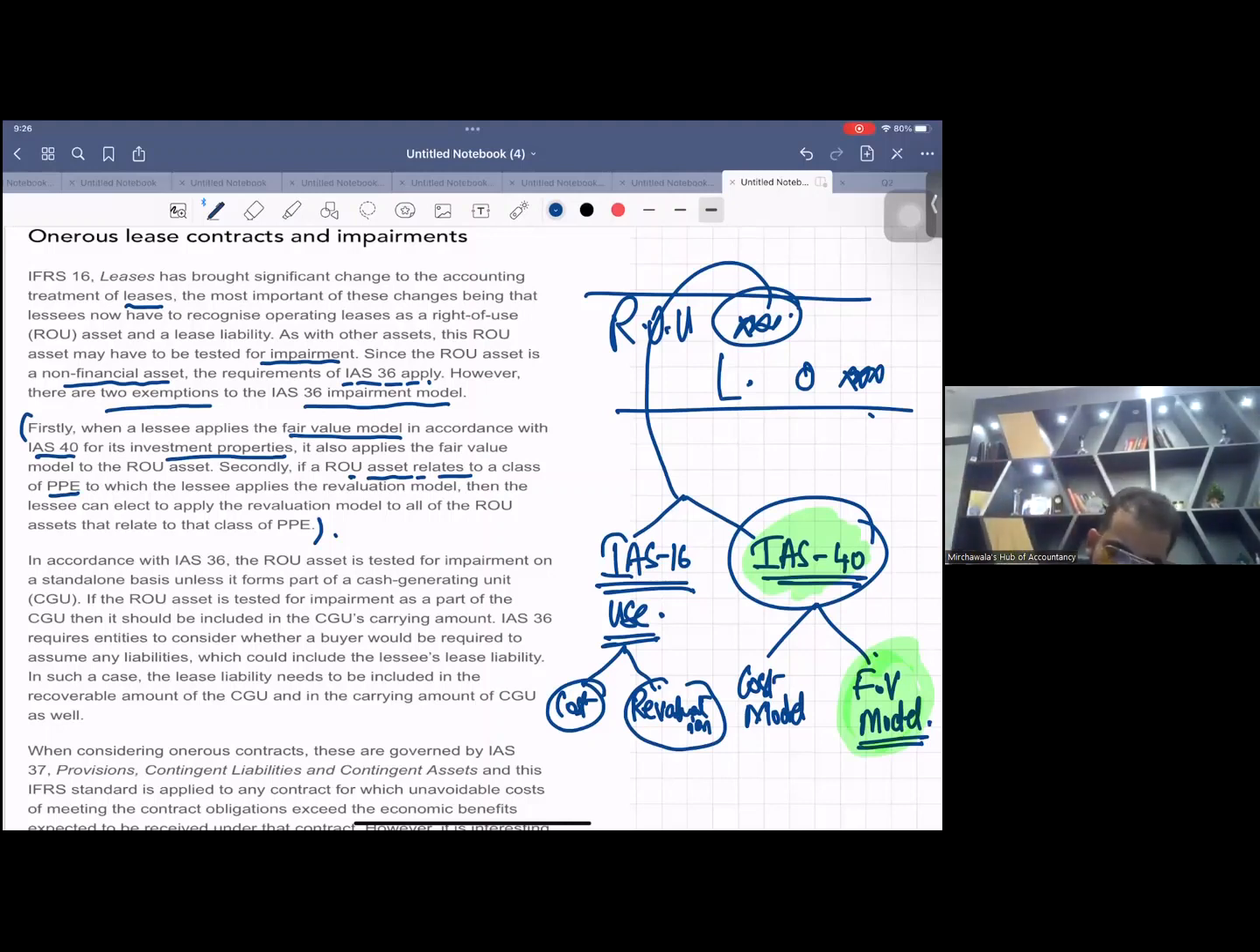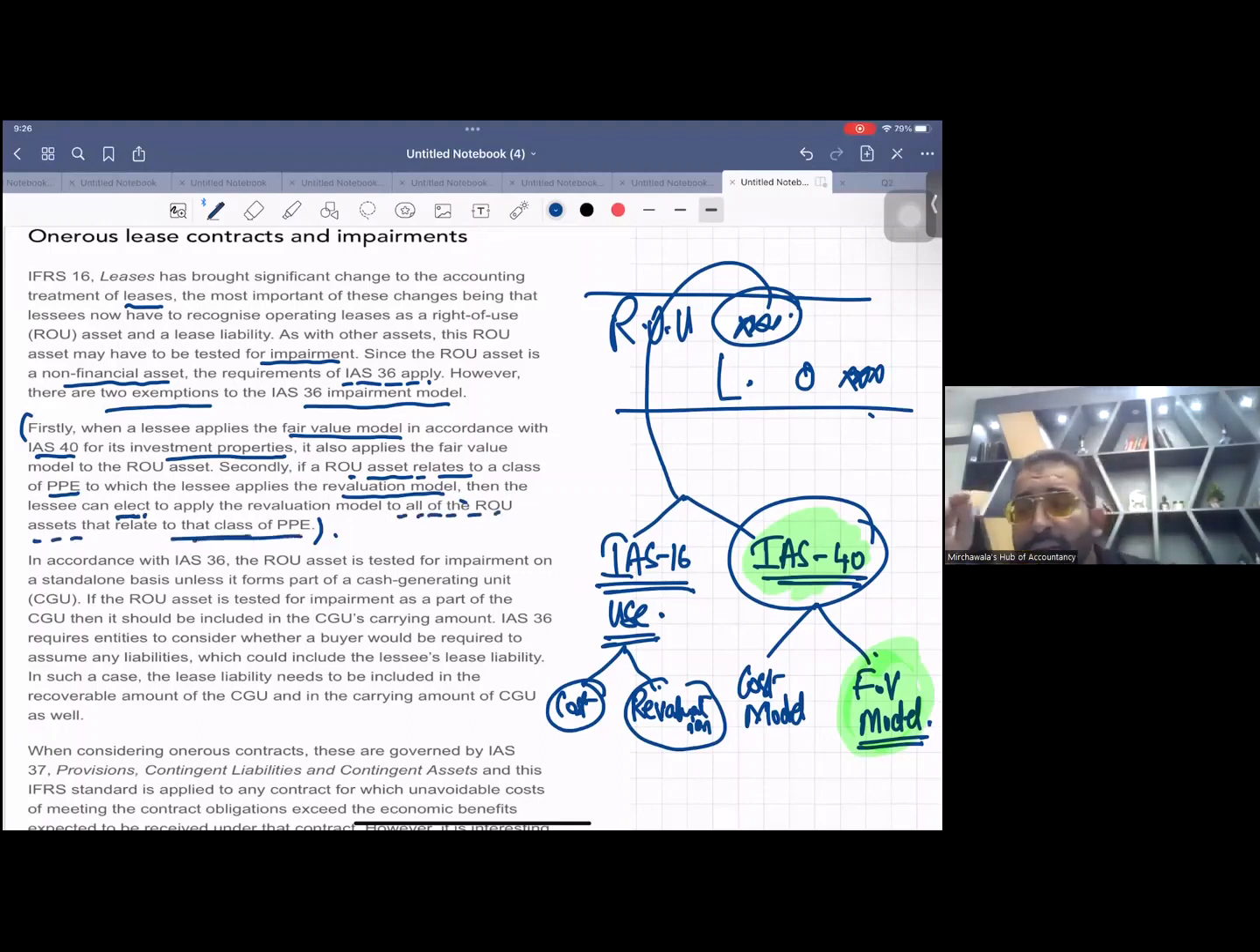If the ROU asset relates to a class of PPE for which the lessee applies the revaluation model, then the lessee can elect to apply the revaluation model to all of the ROU assets that relate to that class of PPE. Now wait.